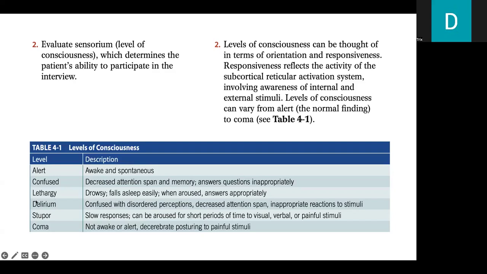We see here the level of consciousness in tabulation. If there's alert, there's awake and spontaneous. If they're confused, there's decreased attention span and memory, or answers questions inappropriately. If there's lethargy, they are drowsy, fall asleep easily when aroused, and answer inappropriately. If there's delirium, they will be confused with disordered perceptions or decreased attention span and inappropriate reaction to stimuli.